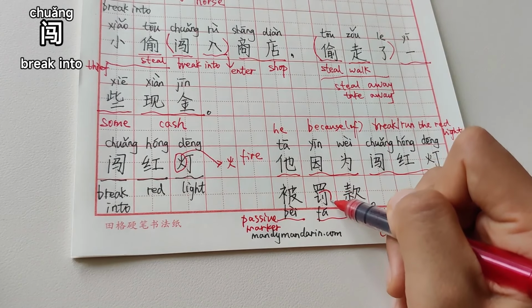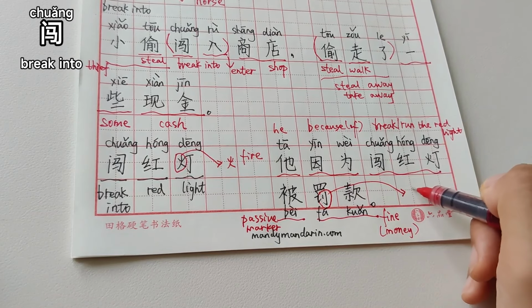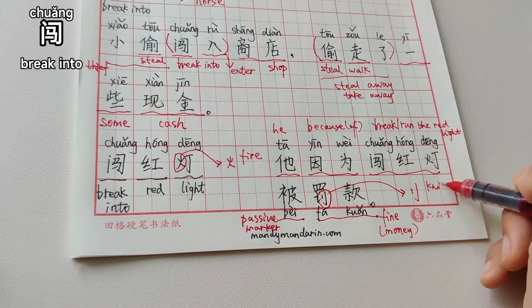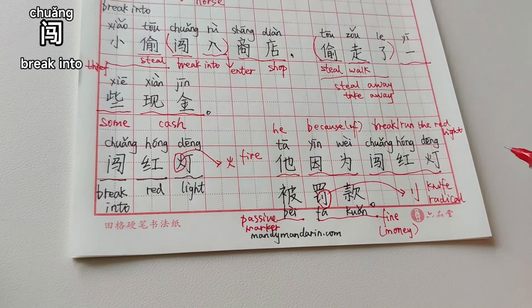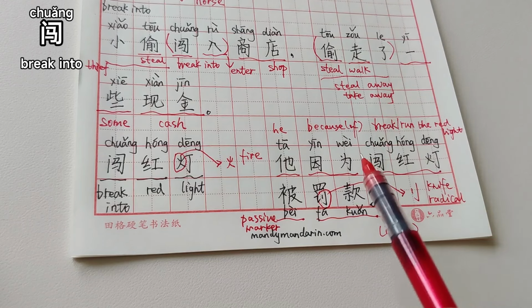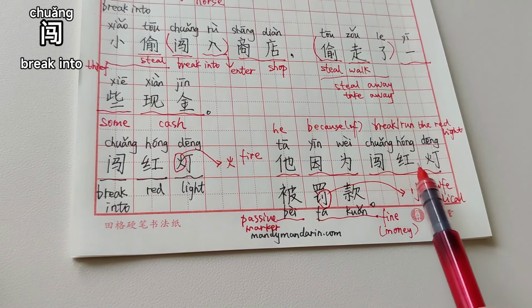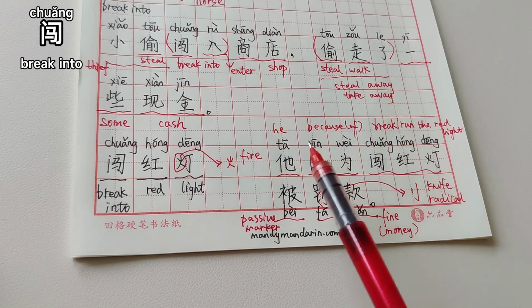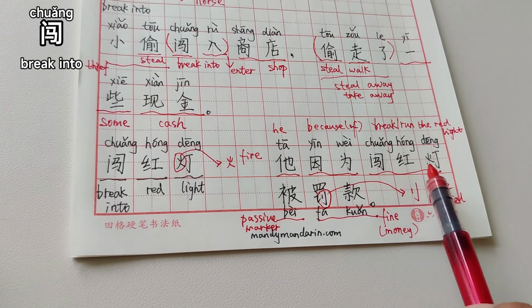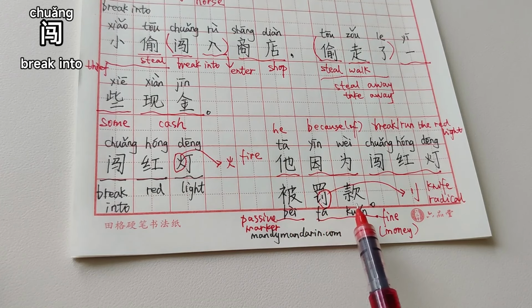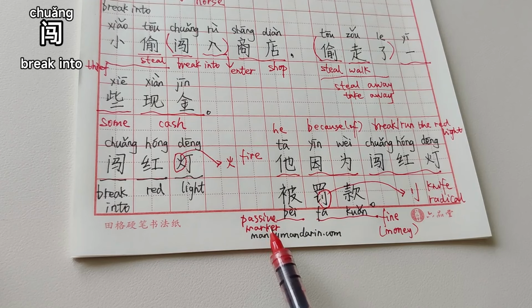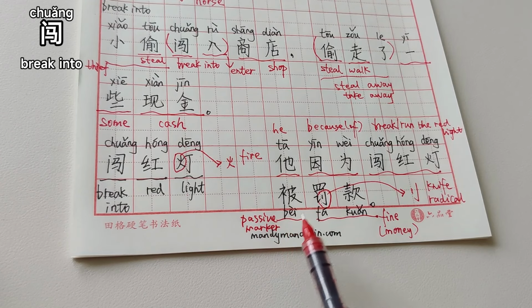Yeah, we have a knife radical right here. This is a knife radical. It could represent cutting and something harsh, for example, to punish. Okay, so the whole sentence, 他因为闯红灯被罚款. He, because of running the red light, he was being fined. 被罚款, he's being fined. This is the passive tense.